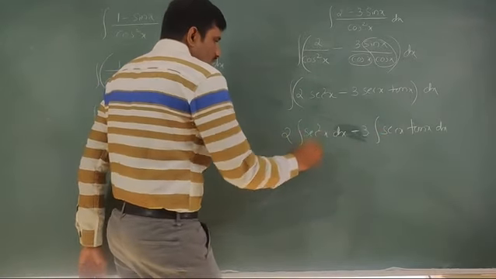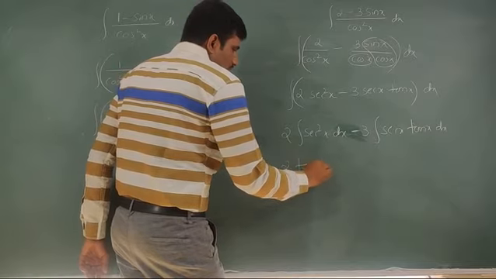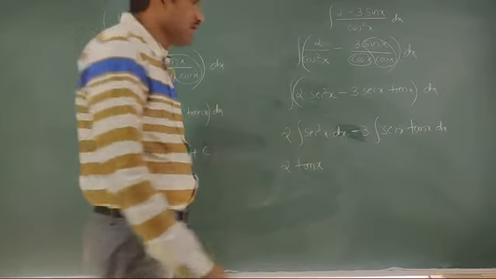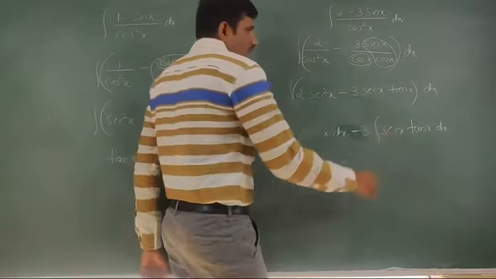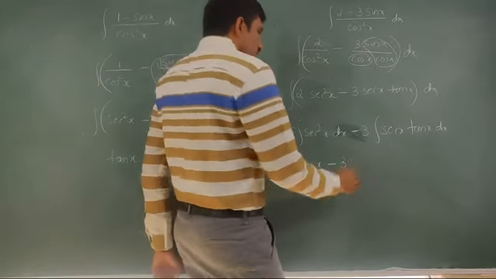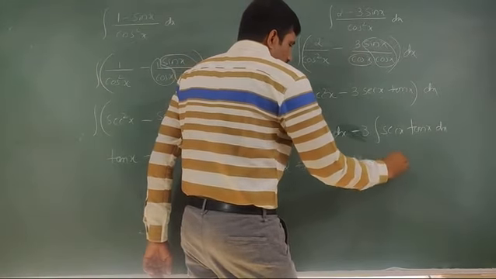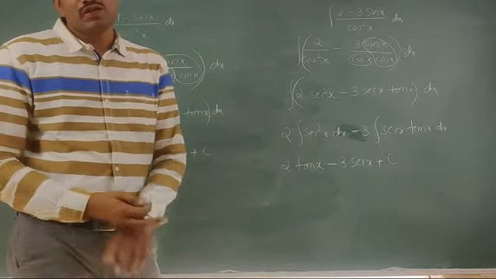Now 2 into, what is the integration of sec square x? Integration of sec square x is tan x, minus 3 into, what is the integration of sec x into tan x? Integration of sec x into tan x is sec x. Is it clear, friends? Right?